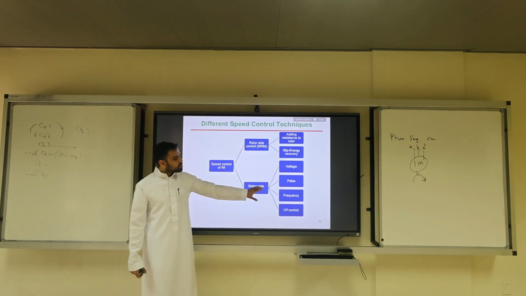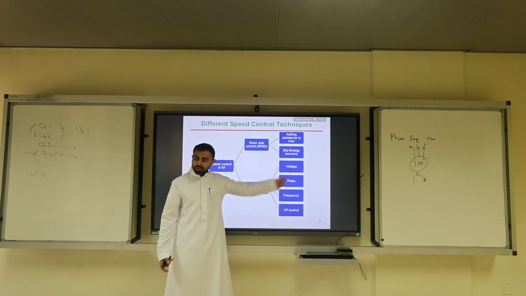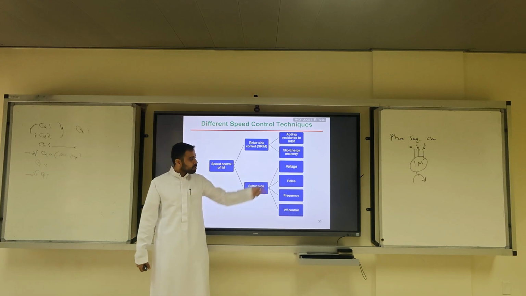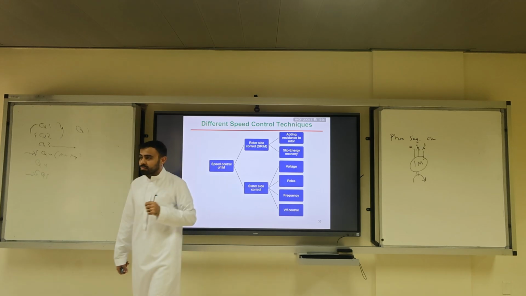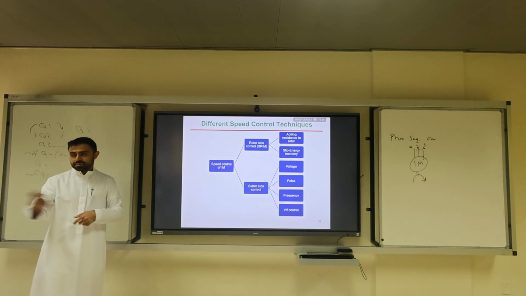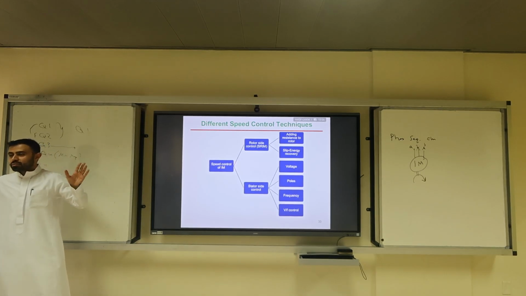For the stator side control, there are 4 types of controls. We either control the voltage, because the voltage is connected to the stator, or the number of poles. How do we change the number of poles? By changing the windings.